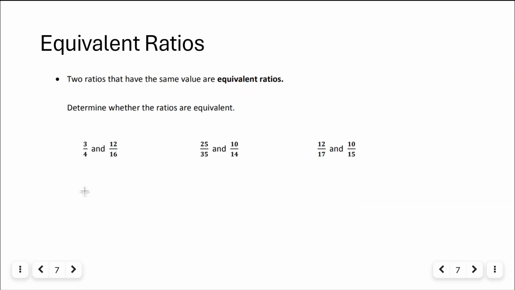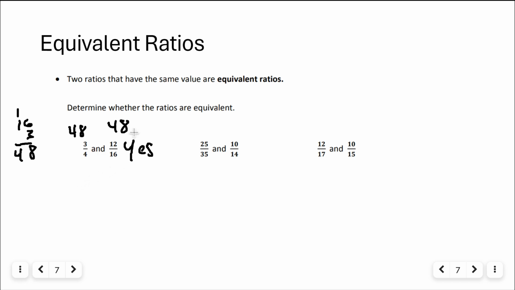Equivalent ratios. 2 ratios that have the same value are equivalent. There are a couple of ways to determine if ratios are equivalent. Okay, we've done this before. You can either cross multiply and see if the 2 answers you get are equal. So I'll show you on the first one, for example. So 16 times 3, 48. And 4 times 12, that's also 48. Are these equivalent? Yes. That's one way to do it.